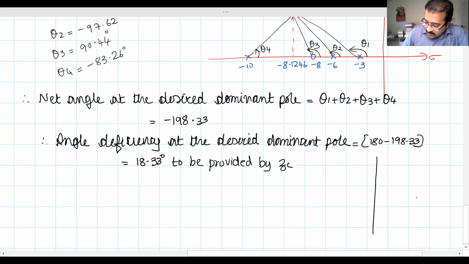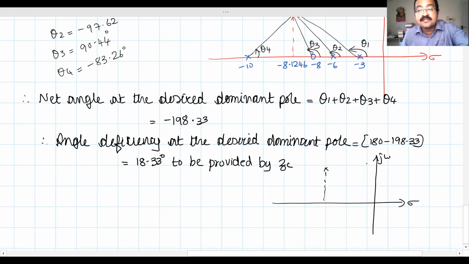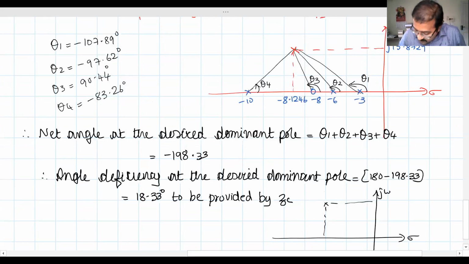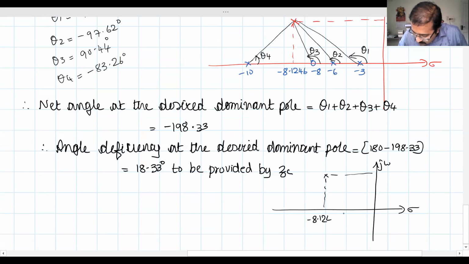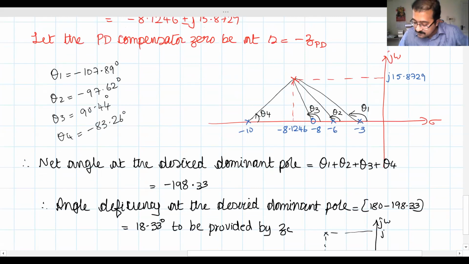So again, if you draw this sigma j omega, here is our dominant pole. What is the desired dominant value? Minus 8.1246, and this was j 15.8729.